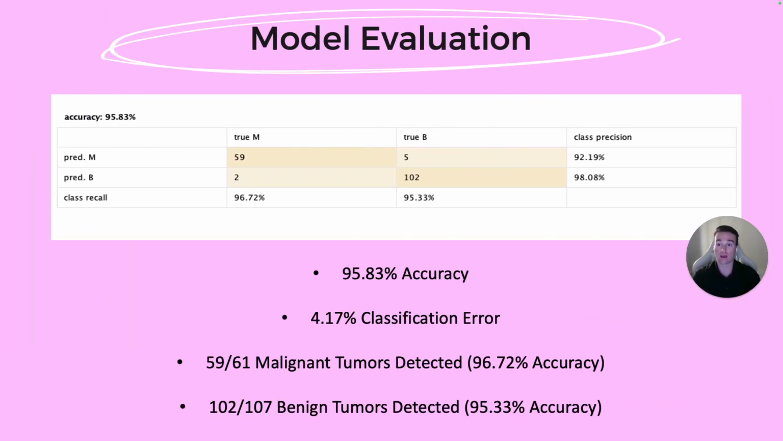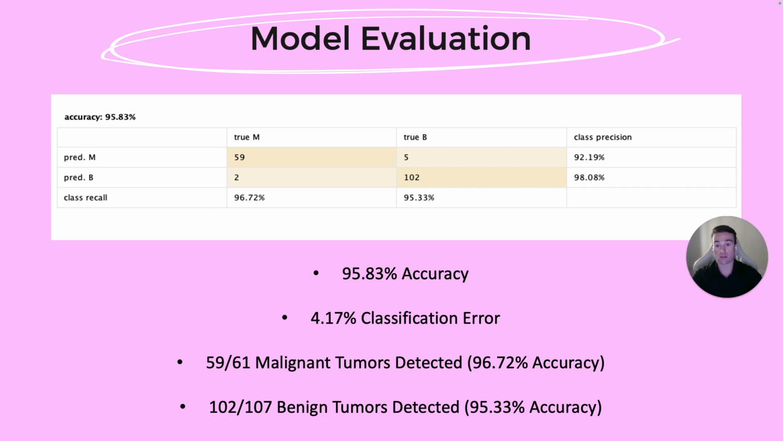And here's what I got. Here's the confusion matrix. At the top left, we see that accuracy is 95.83%. It's very impressive. That leads us to a 4.17% classification error. So far, a very high performing model is very good for us.